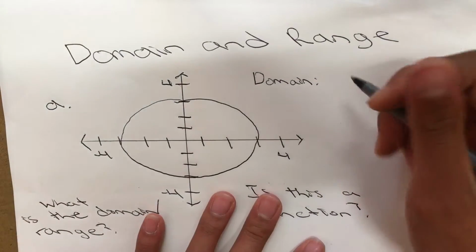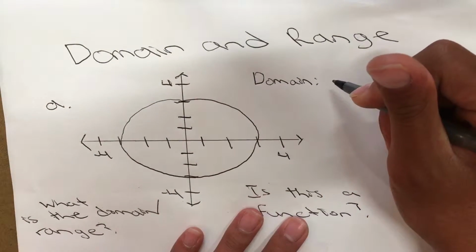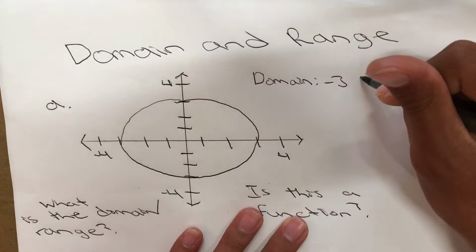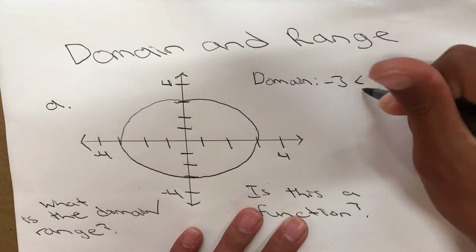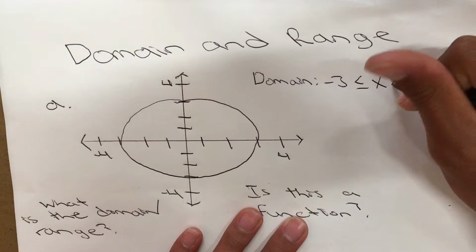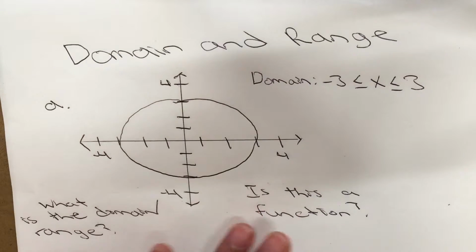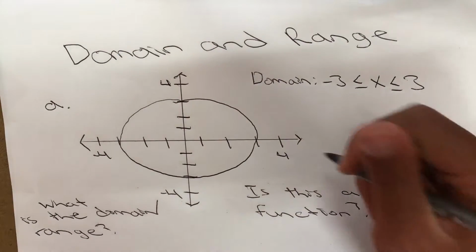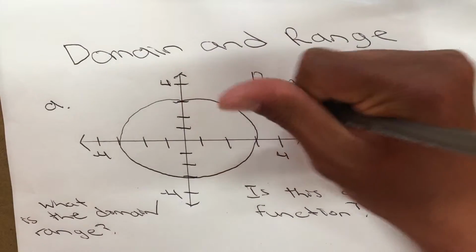For our domain, we can see that our maximum value is 3 on the x-axis and our minimum value is -3 on the x-axis, making our domain -3 ≤ x and 3 ≥ x.